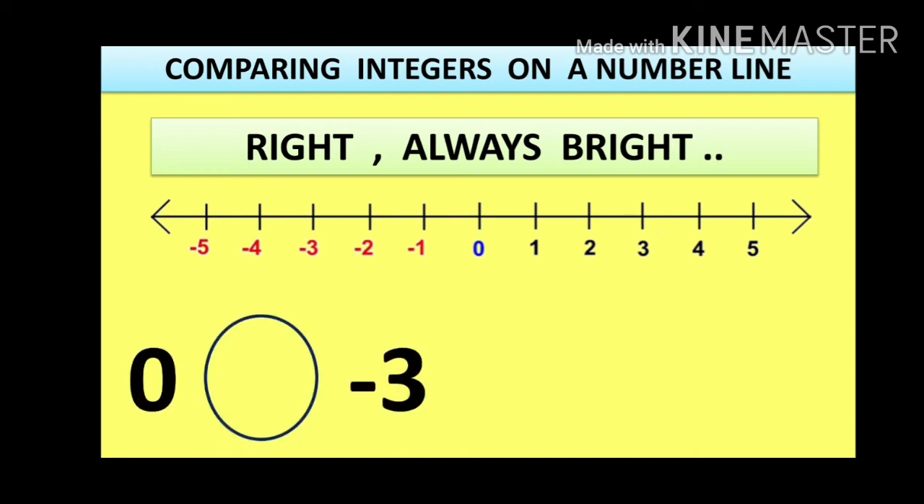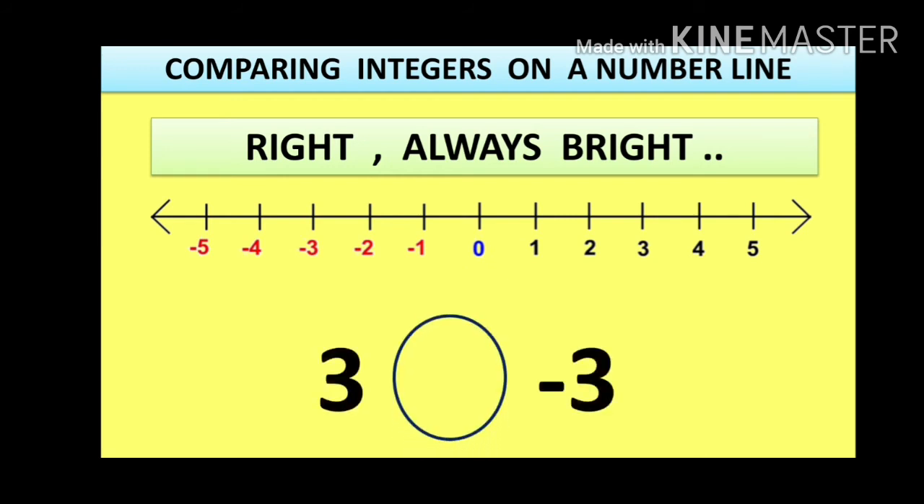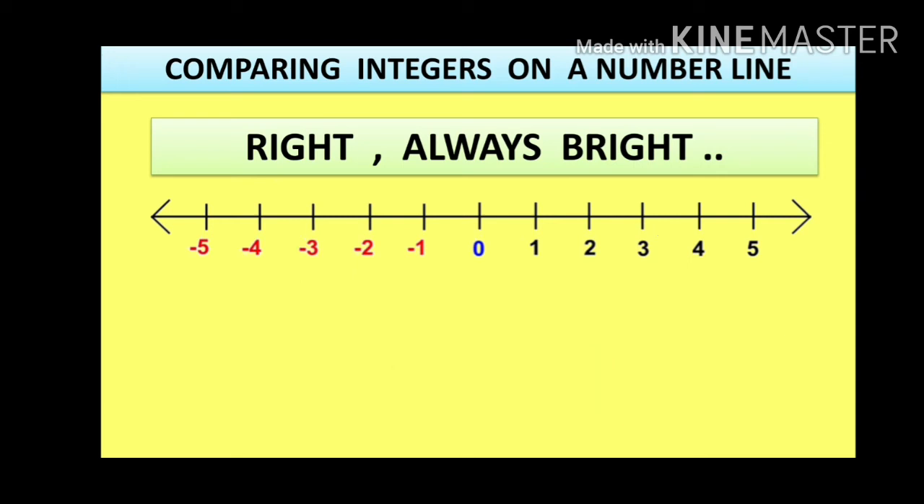Next, 0 and minus 3. Again, we'll just mark 0 and minus 3 on the number line and check which is on the right-hand side. 0 is on the right-hand side. So 0 will be greater than minus 3. Next, 3 and minus 3. We'll mark 3 and minus 3 on the number line. Here 3 is on the right-hand side, that is plus 3 or 3. So 3 is greater than minus 3.